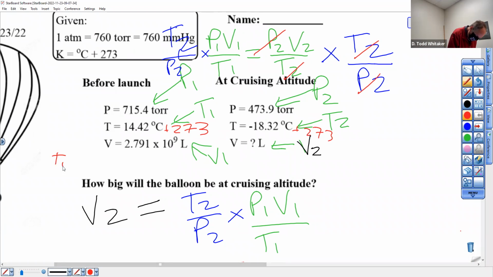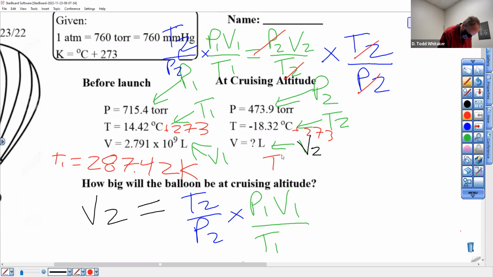T1 equals 287.42. I hope I have some calculator people here. It's a light attendance day with Thanksgiving tomorrow. 287.42. Did I do that math right? Kelvin.